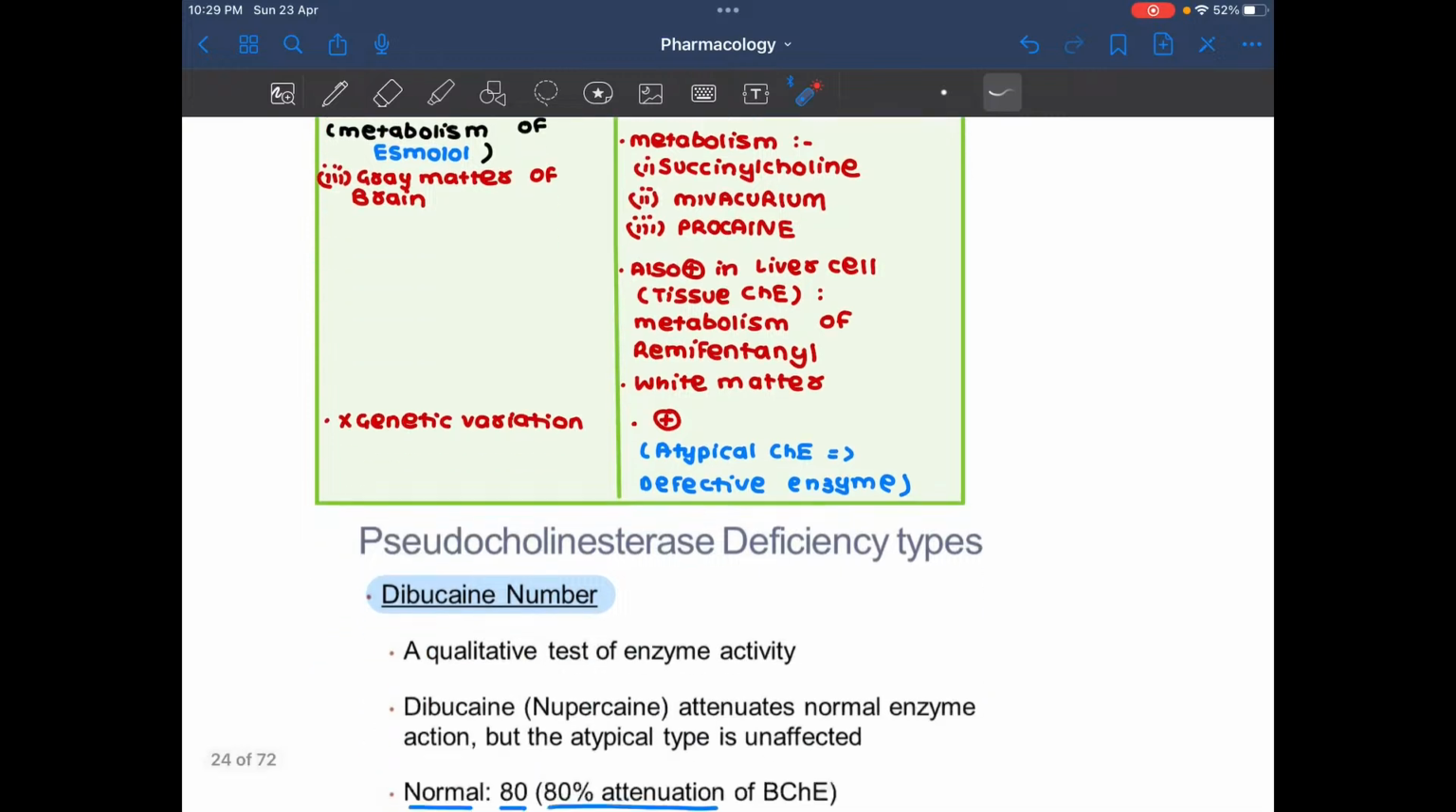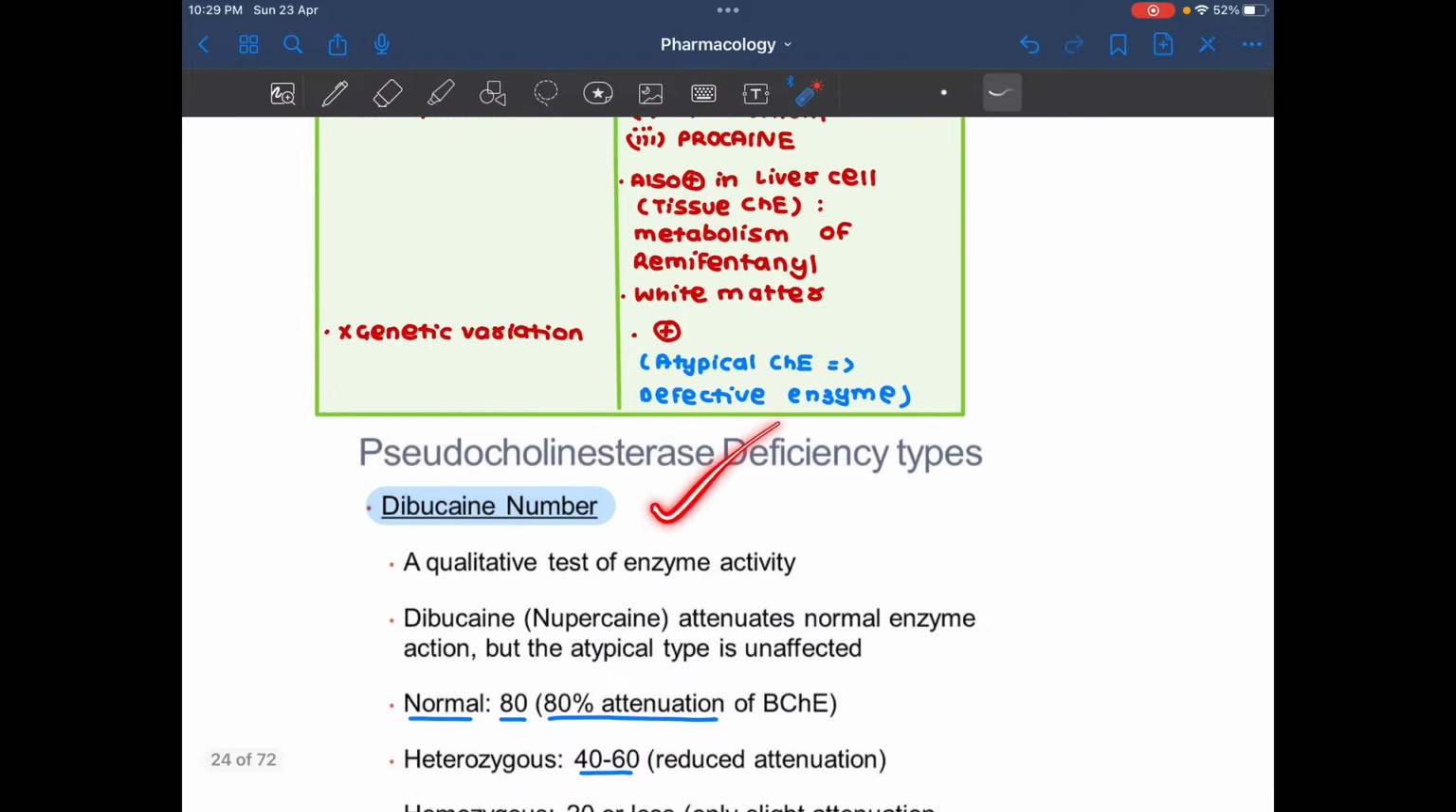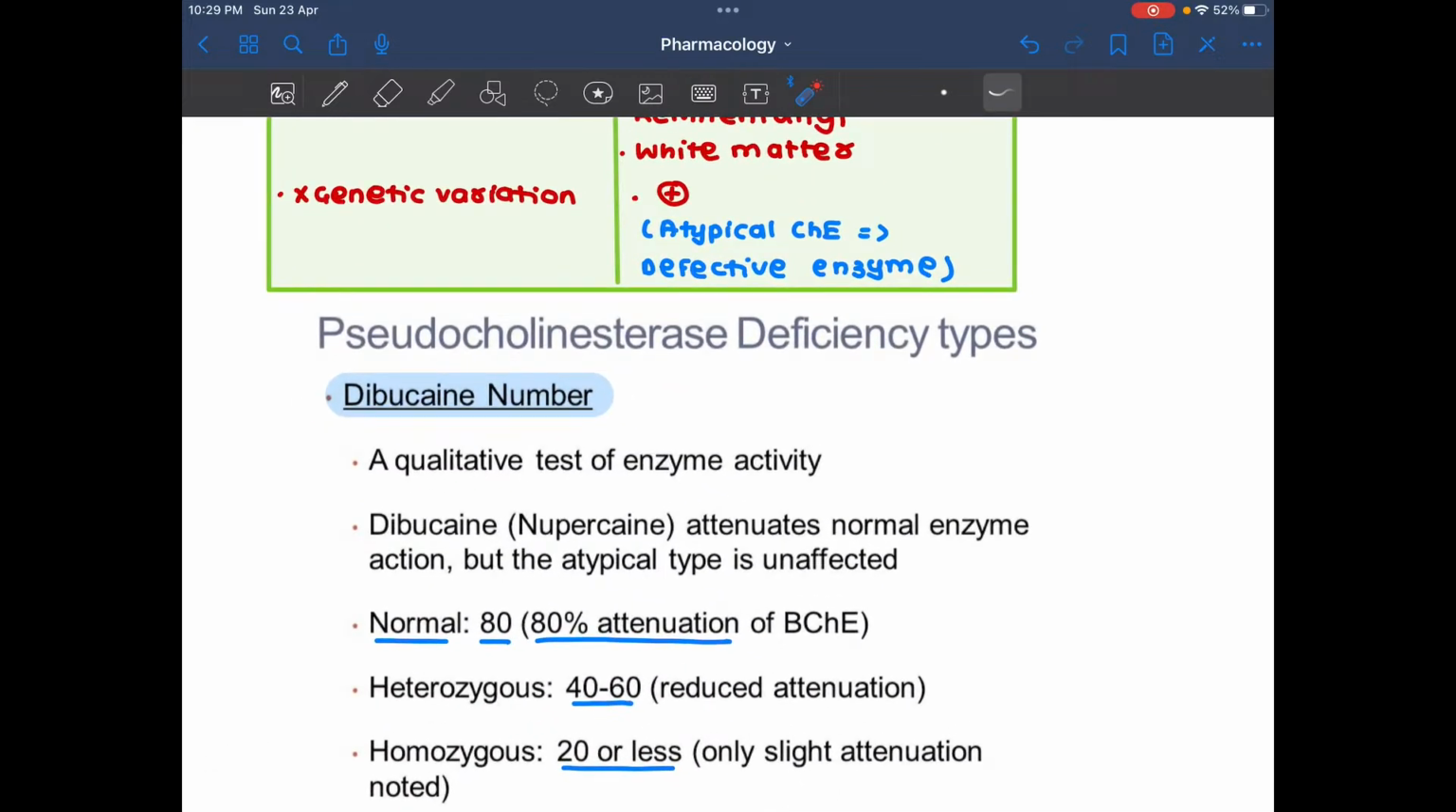And how do we calculate it? You will study it in anesthesia. That's known as the dibucaine number. So what is this dibucaine? Dibucaine is a compound which is going to attenuate your normal enzyme action, but it will leave the atypical one alone. That is the main thing.